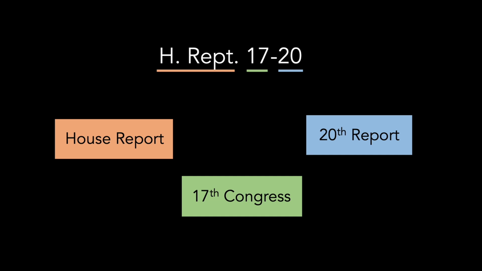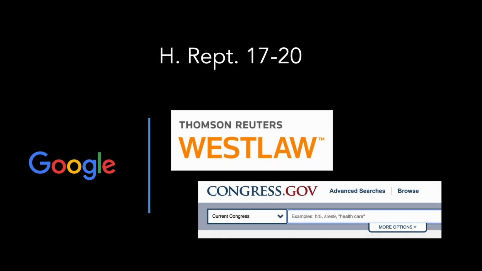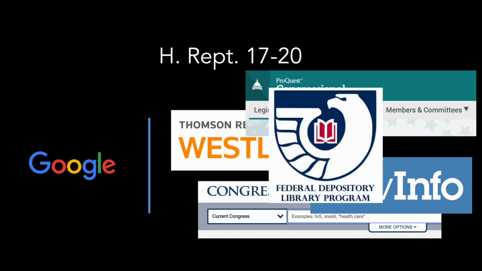So what research steps would you use to try to find it? The fast and easy one would be to use Google. This might give you the answer, or it might not. After all, with the age of the document we're looking for, online availability can be kind of spotty. Where else would you go? Westlaw? Congress.gov? Govinfo.gov? ProQuest? Your local federal depository? Maybe these places have coverage, or maybe they don't.